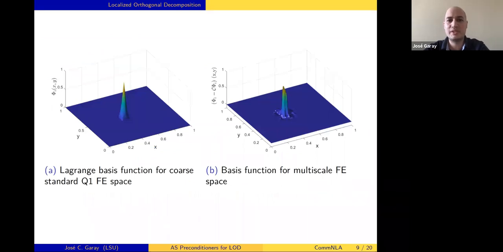In these pictures, we can see on the left the standard basis function, and on the right-hand side, we can see the modified or corrected basis. As we can observe, they are locally supported.